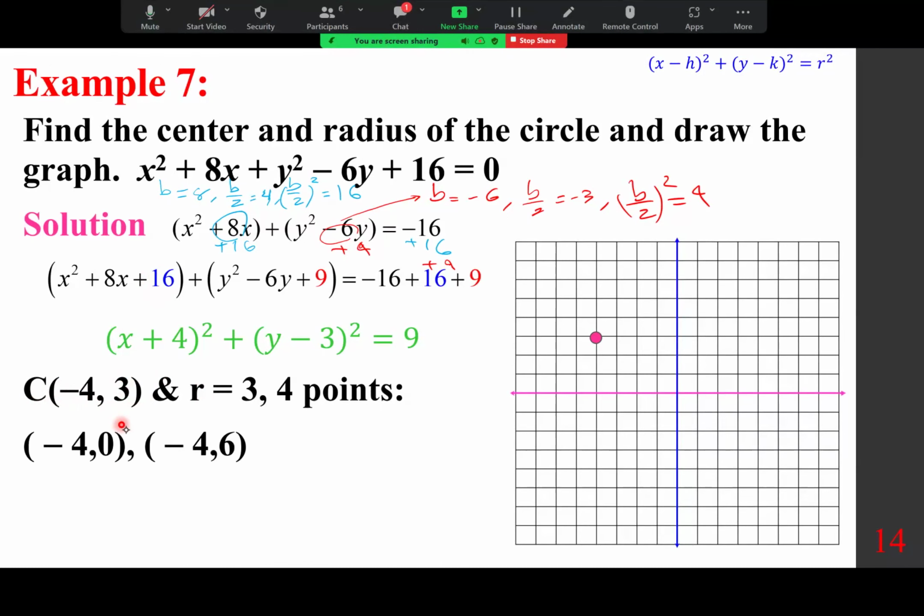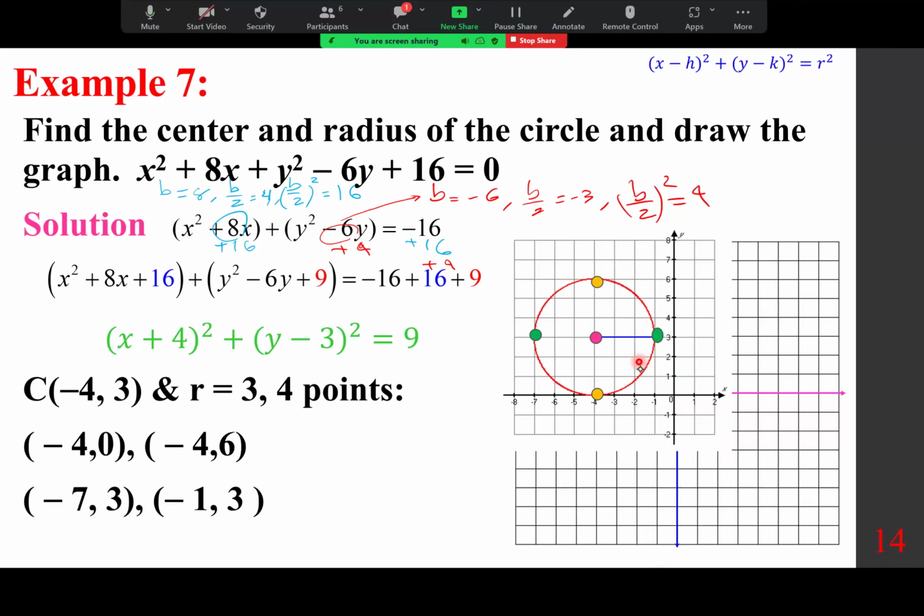So we have negative 4, 0. And negative 4, 6. We get minus 7, 3, and minus 1, 3. So from this one, we are moving to the left and right. We get those 2 points. We put them together, and that's a circle.